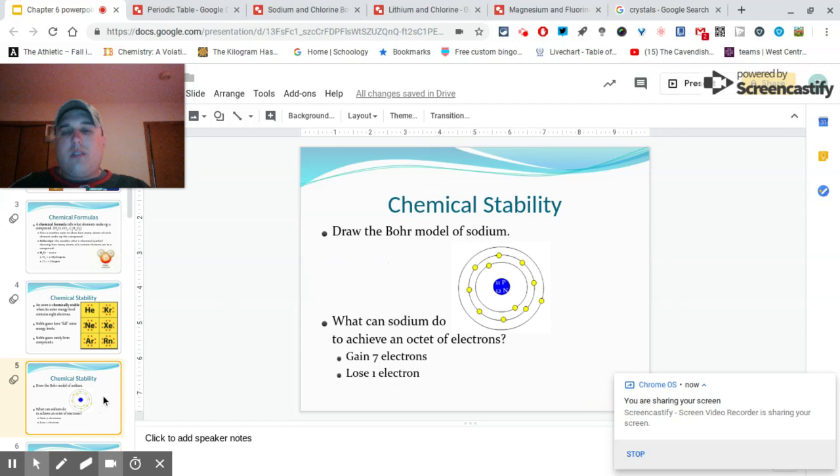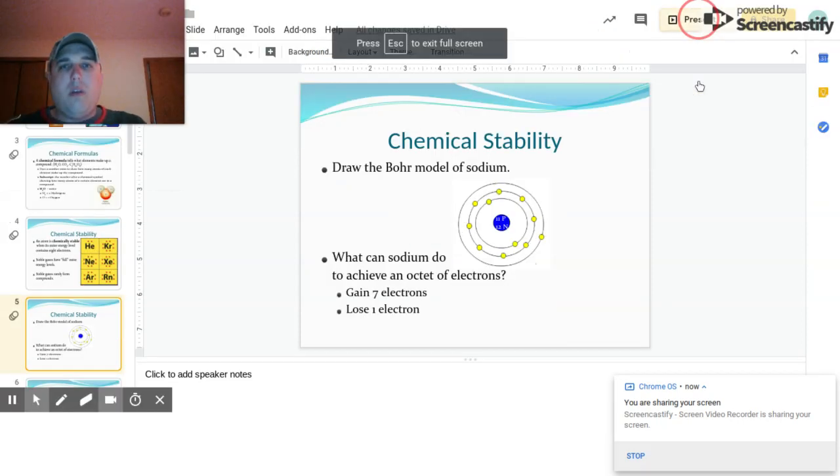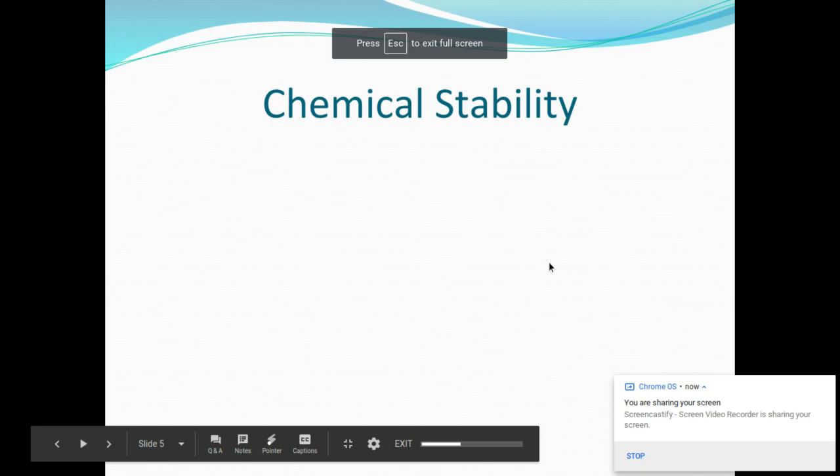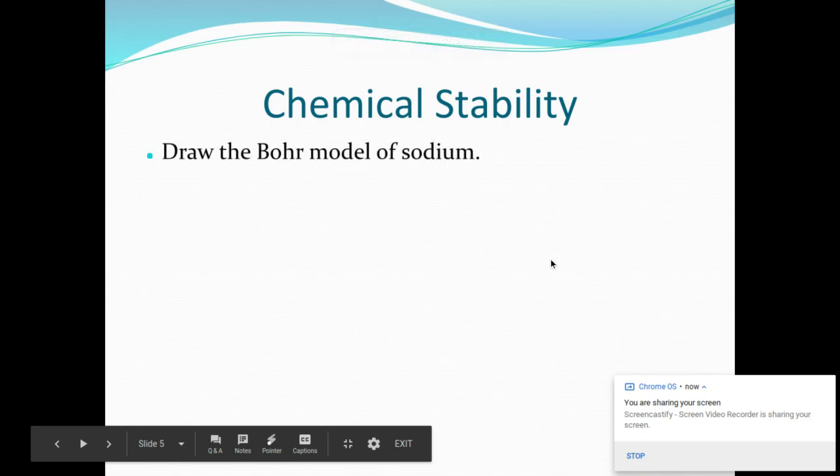All right. So to truly understand chemical stability, I want you to draw the Bohr model for sodium. So why don't you in your notes right now take out your periodic table and draw a Bohr model of sodium. Hit pause and do that right now.